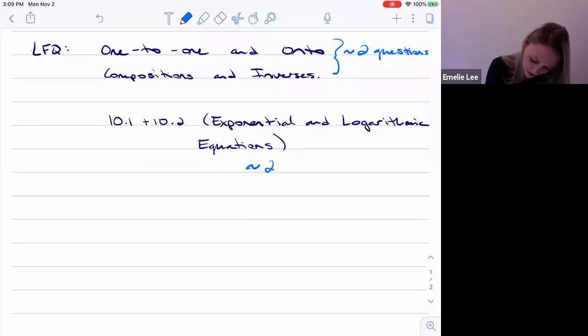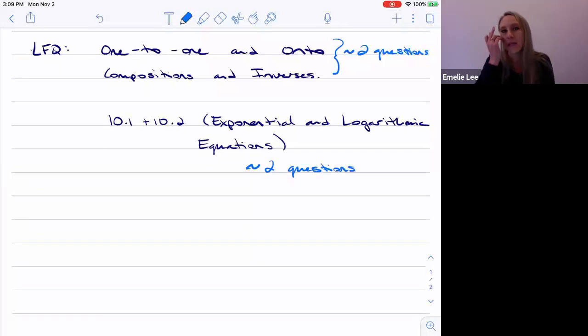Probably about 2 questions from here as well. I'm reserving the right to make them multi-part, but just kind of quick evaluate this, solve for x, little things like that.